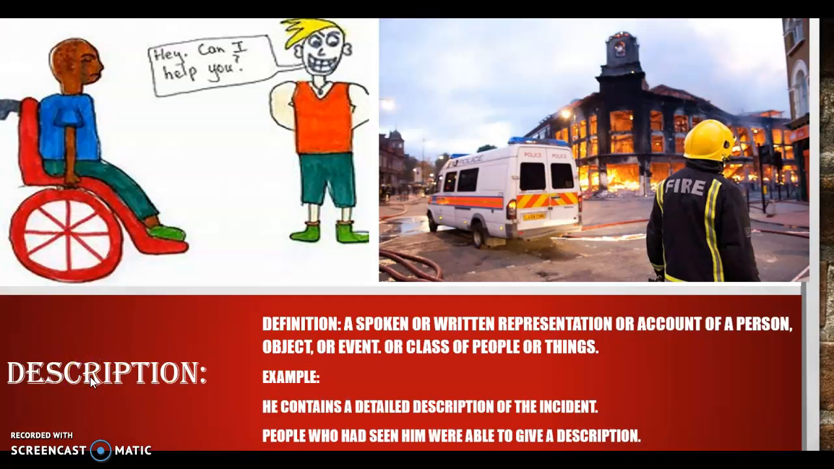Description. Definition of description: a spoken or written representation or account of a person, object, or event, or class of people or things. Example: he gave a detailed description of the incident. This man, because he saw how the fire started, has the description. People who had seen him were able to give a description. People who had seen him were able to give a description about him. See, hey, can I help you? He is able to give a description about this man.